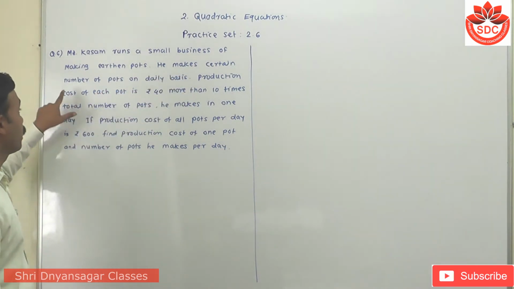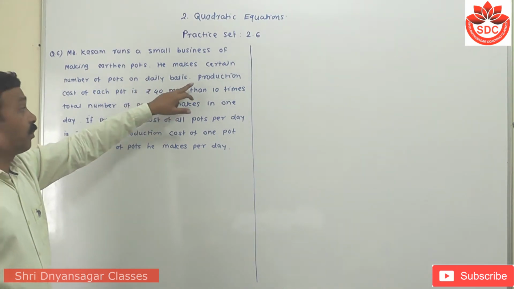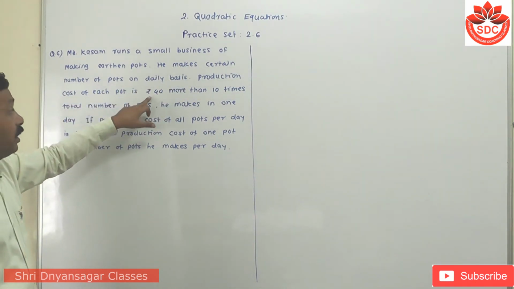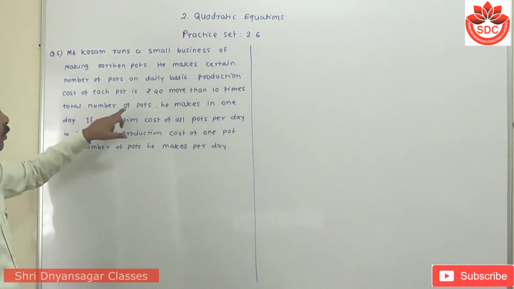He makes a certain number of pots on a daily basis. The production cost of each pot is ₹40 more than 10 times the total number of pots.